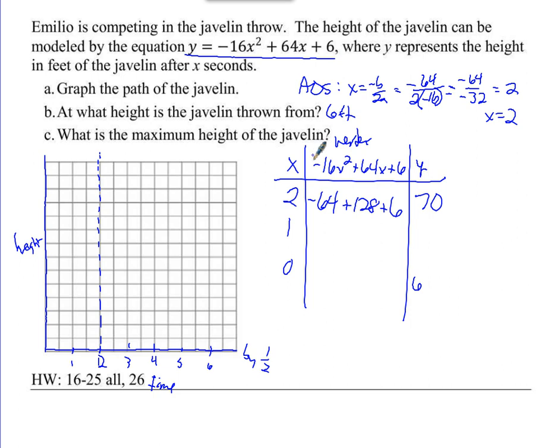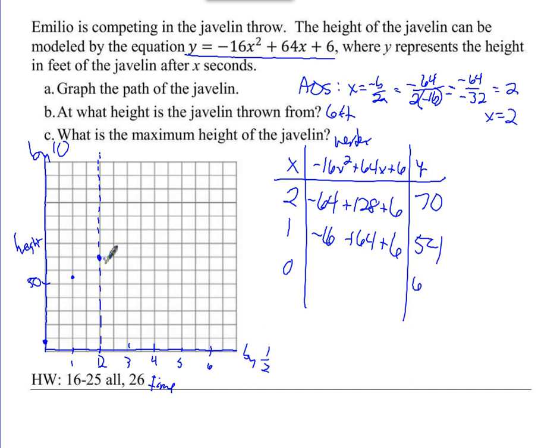Now we got 1, plug that in. This one's easy. We got negative 16 here. We have plus 64 and then plus 6. What is that? 54. All right, scale 70. We can go by tens. That'll be perfect. So 10, 20, 30, 40. Here's 50, 60, 70. So 6 feet would be about right there. And then 1 second later, we're at 54, so about right there. At 2 seconds, we're at 70. So here's 50, 60, 70.